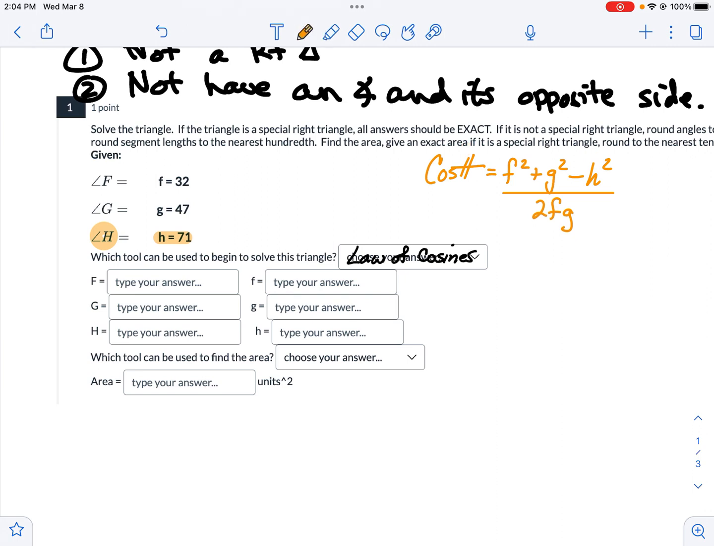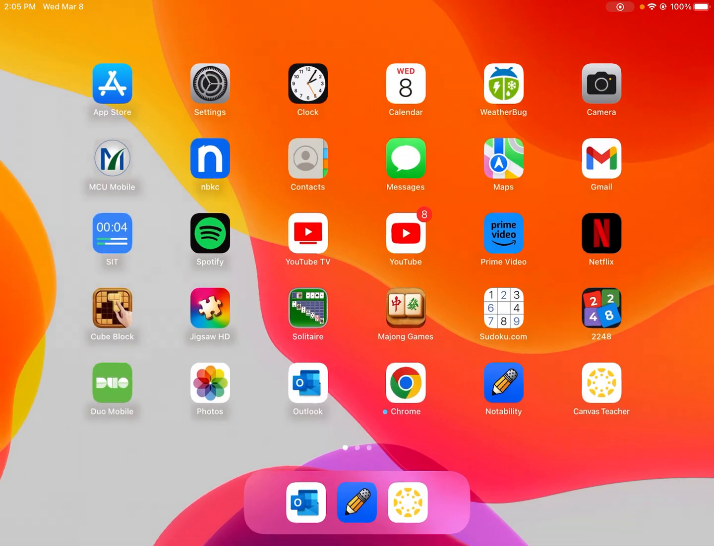The rule, using our information, is cosine of H, which I do not know, is equal to 32 squared plus 47 squared minus 71 squared, all of that divided by twice 32 times 47. And so then we're going to type that in our calculator. 32, 47, and 71, because I know I will never remember those numbers.